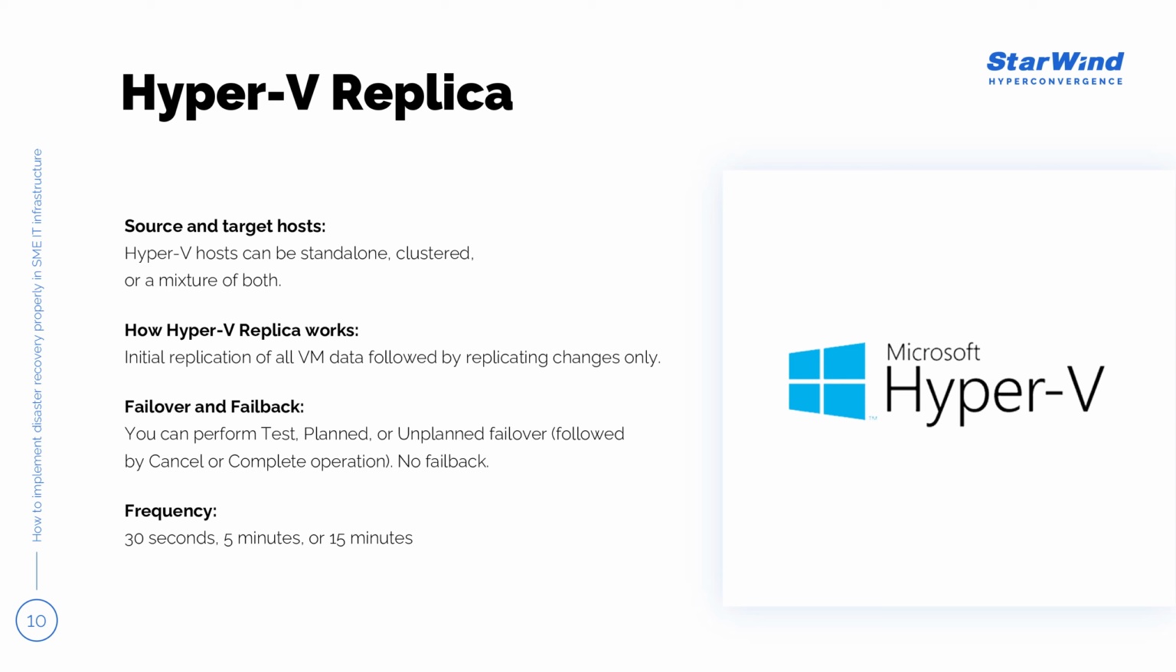As to failback, there is no automated failback. So once you have done the failover, you can do the reverse replication straight away. But what this means is basically that the replica VM that was on the DR side will become the primary. So you will need to reverse the replication order and then again perform the failover for your primary site VM to become primary again. Now, as to frequency, Hyper-V Replica offers a range of 30 seconds, 5 minutes, or 15 minutes. So that will be your recovery point objective.